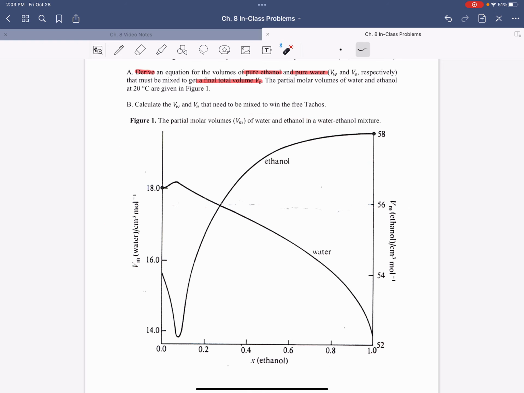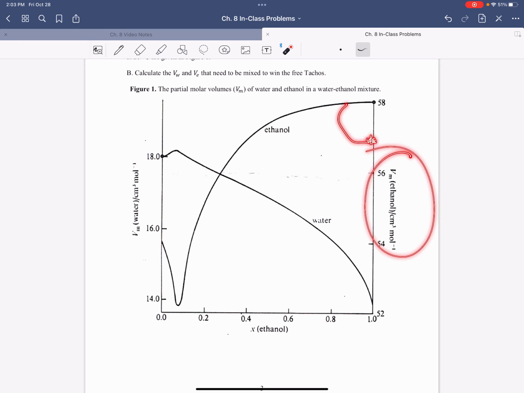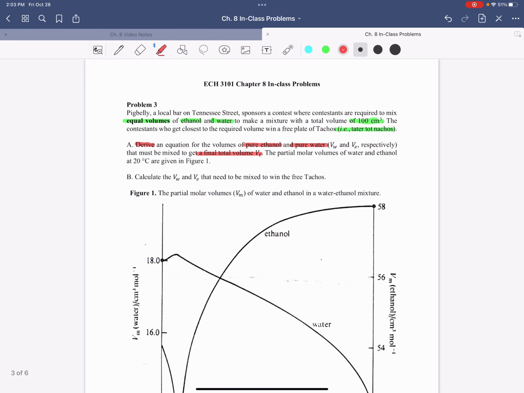for water and ethanol are given in figure 1 here. Okay? And where the x-axis is a mole fraction of ethanol, and the left-hand side here is the partial molar volume of water, and the right-hand side here, which corresponds to this curve, is a partial molar volume of ethanol. Okay? All right, and then part B just asks us to then use the equations from part A to calculate our VW and VE needed in order to get a volume of 100 centimeters cubed.